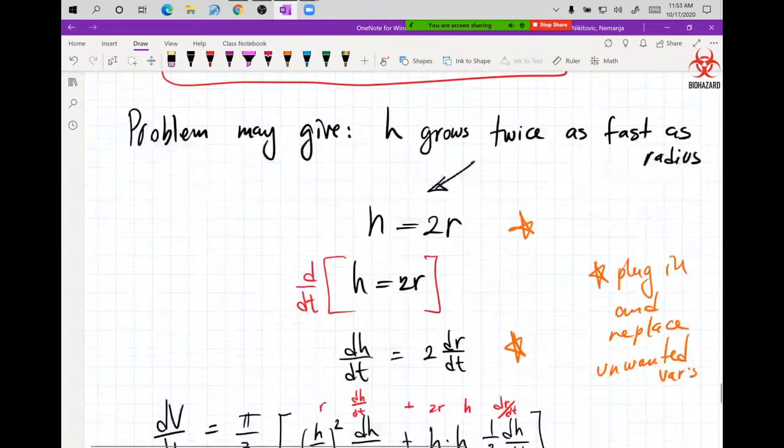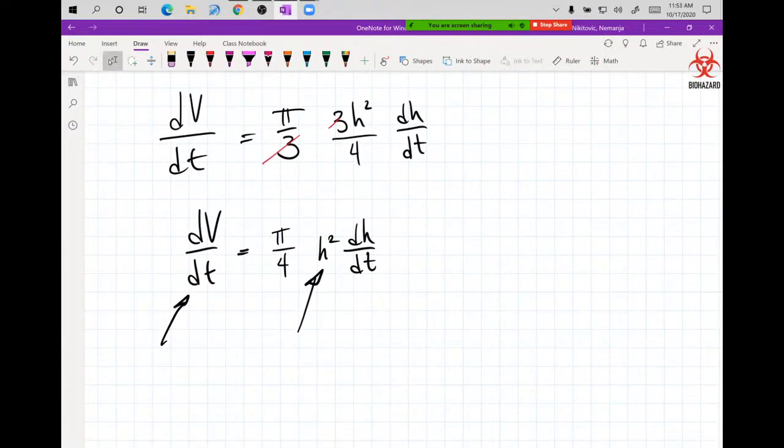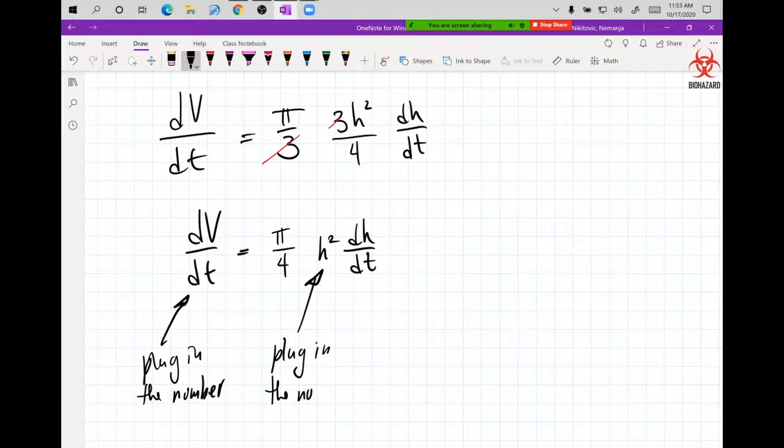And all you need to do at the end is to plug the numbers, right? Plug in the number, whatever is given in the text, and you will have your answer, because it's the basic equation.